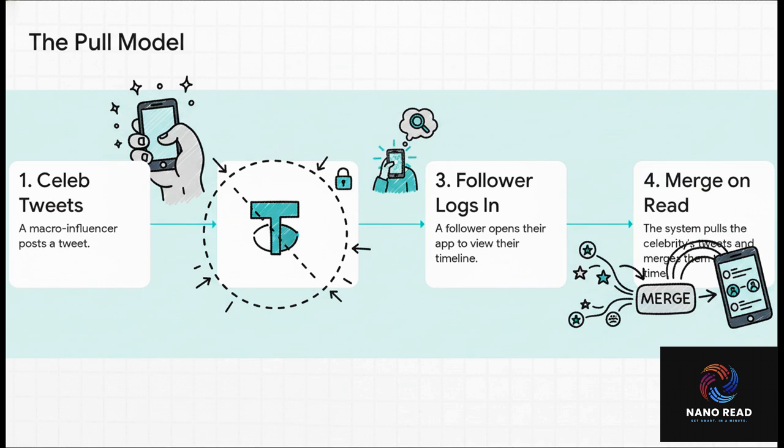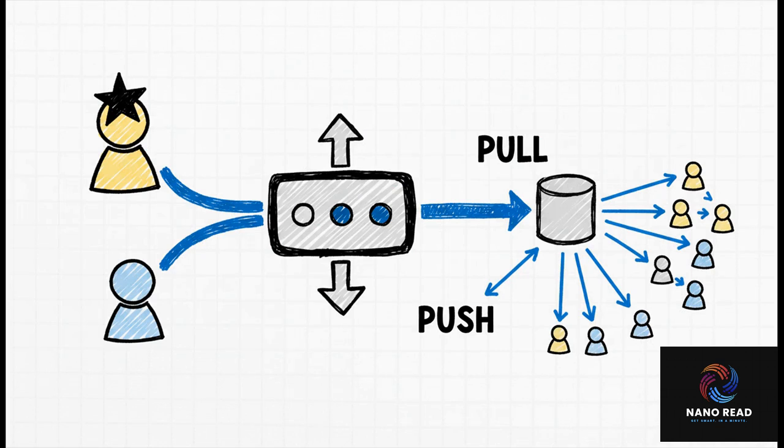It pulls your normal timeline, and it separately pulls that celebrity's recent tweets, and then it merges them together for you right on the spot. So here's the really brilliant part. X doesn't just pick one method. It uses a hybrid model. It looks at who's tweeting and dynamically decides whether to push or pull based on how many followers they have.